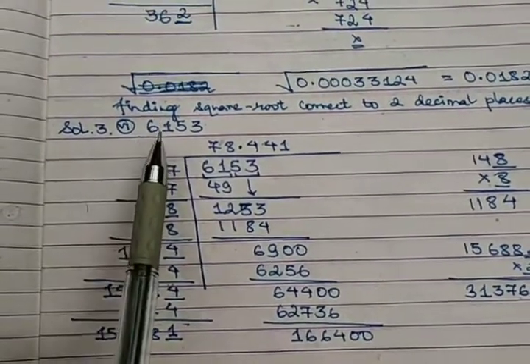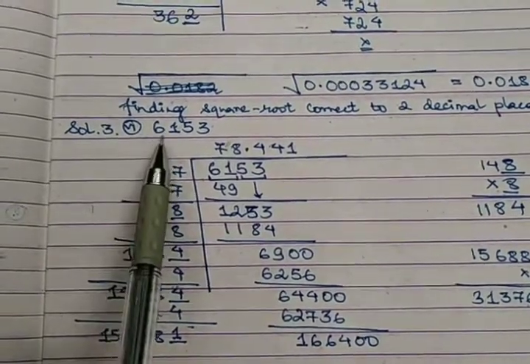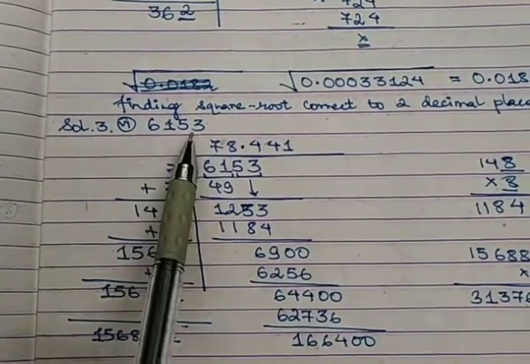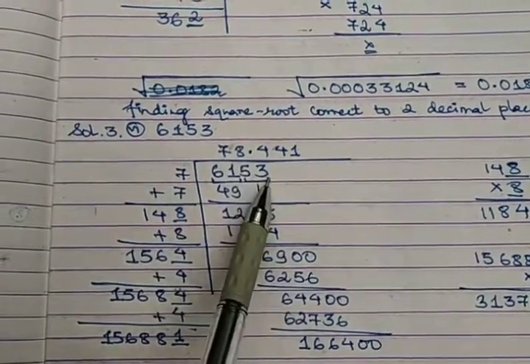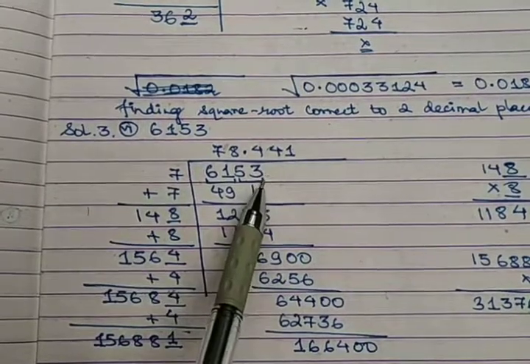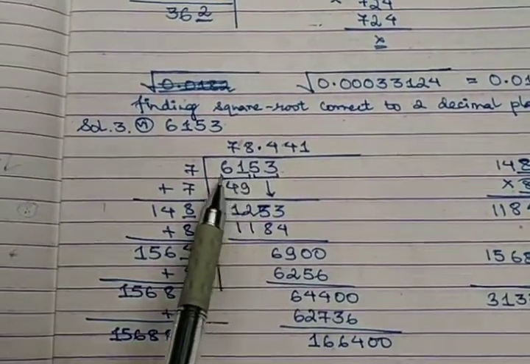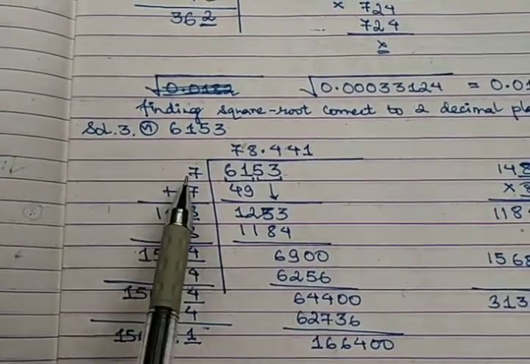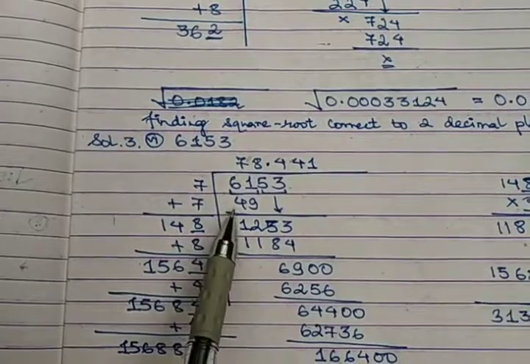So the first number we have, for question number 3, sub-question 6, is 6153. As you know, there are no decimals in here. So what we are supposed to do at first is, from the ones place, make pairs of digits. So first 53, then 61. For 61, the closest square is 49, that is 7 times 7 is 49.